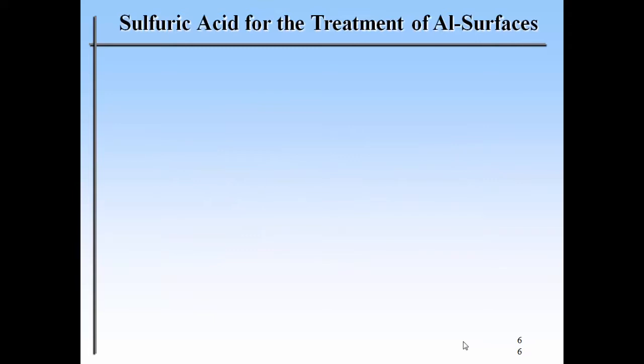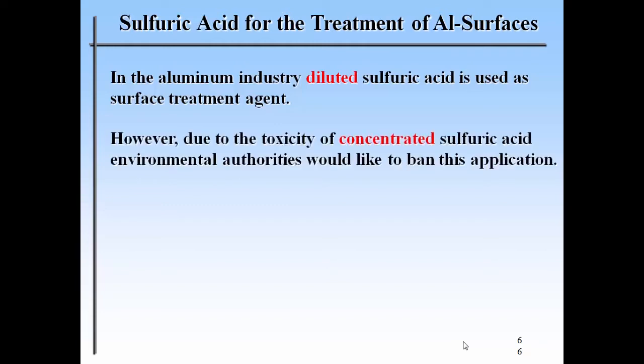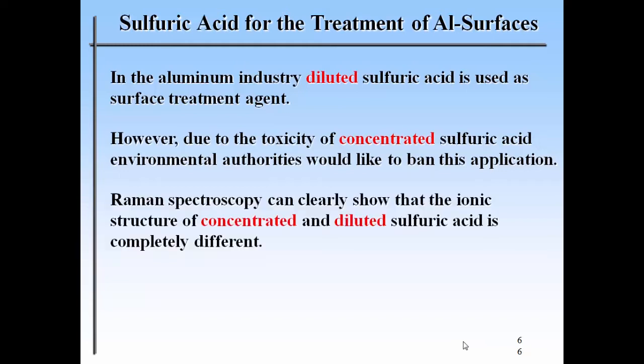First example, or one of the examples we used for Raman spectroscopy, was that a colleague from another city came to us. He came from the aluminum industry, and he said the aluminum industry uses diluted sulfuric acid as a surface treatment agent. Now, concentrated sulfuric acid is toxic. And the environmental authorities are thinking of banning the use of diluted sulfuric acid for this application.